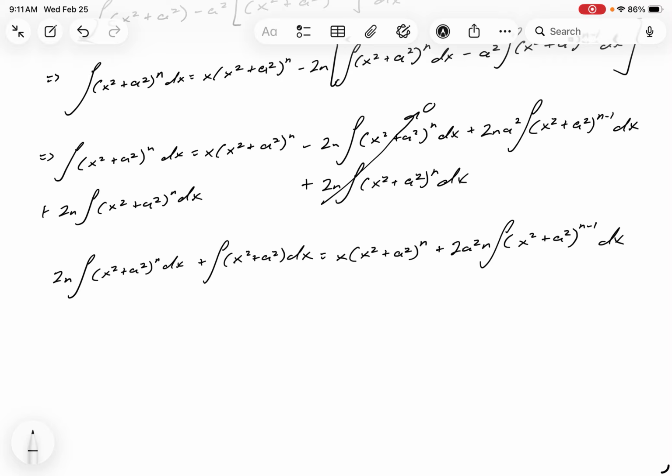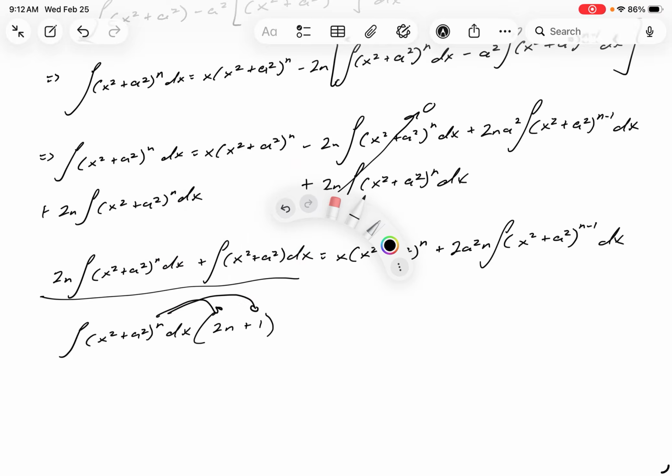Okay, now look at this. We have this integral, and we have that integral, right? Let's factor out that integral. This is just factoring. You guys should know factoring, right? That's algebra. So if we factor that out, that means that we have the integral of x squared plus a squared to the nth power dx, multiplied by 2n plus 1. Because if we use a distributive property, we're going to get this back. So that's just factoring. So we're good with that.